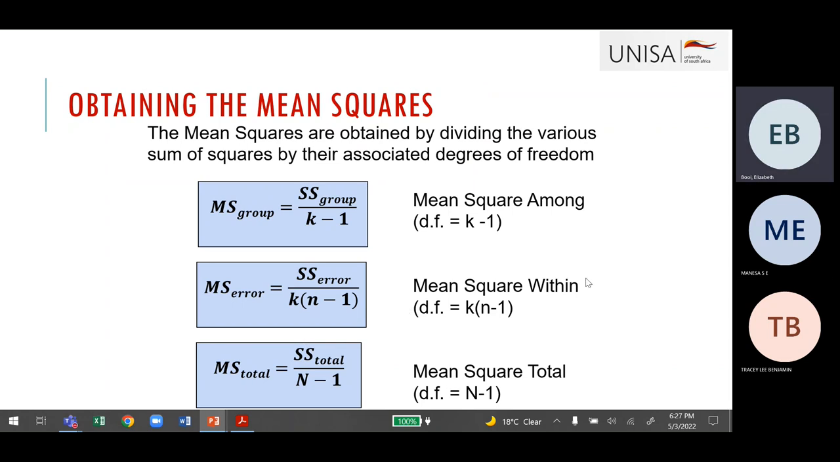So obtaining the sum square measures, we already explained this. We did look at the sum square among, your SS group, your MS group, and your MSE, which is the mean square within. We did look at the degrees of freedom. And then the MS total, our mean square total, is given by the sum square total divided by n minus 1, where n is just the number of values in all the groups. So if there are three groups and there are 5 values in each, n will be equal to 15, because it will be 3 times 5.